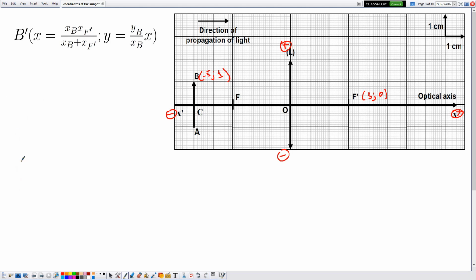So x is given by xB multiplied by xF prime divided by xB plus xF prime.